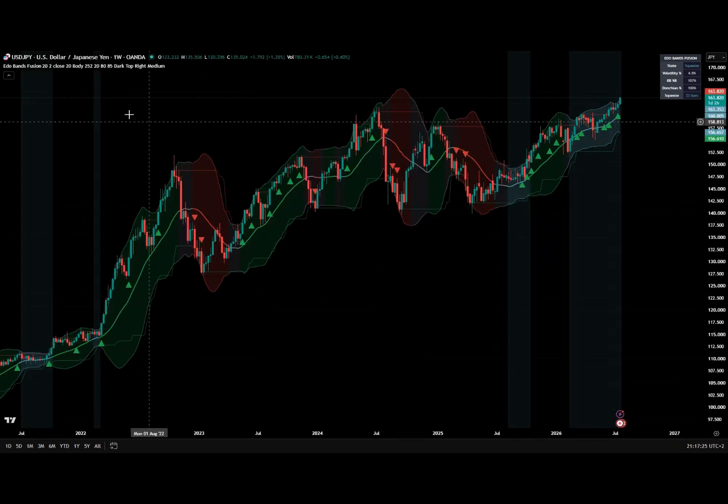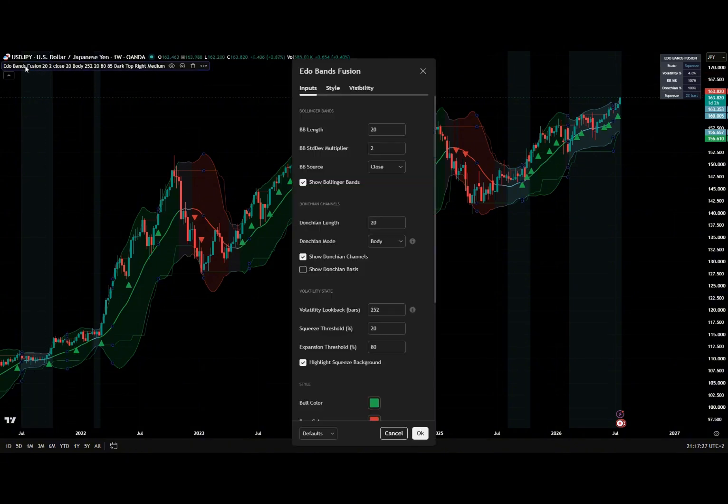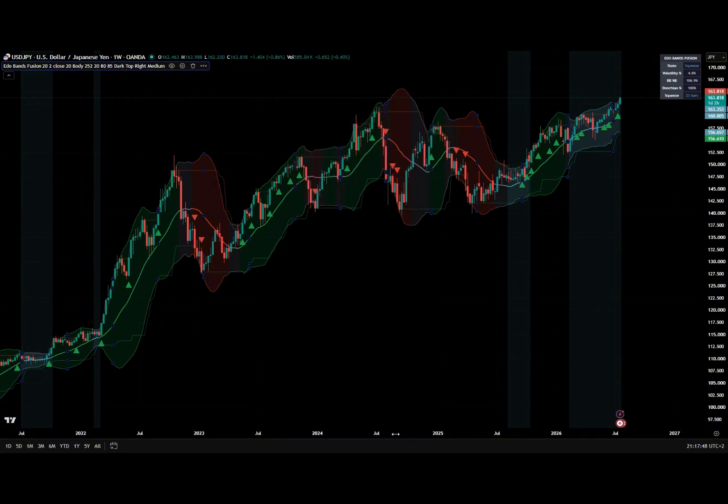There is a parameter that changes how a breakout is registered. Let's open the settings. It is called Donchian mode, with two options, body or wick. Body only registers a break when the close clears the channel. Wick accepts the wicks too, so it reacts earlier but filters less. By default we use body, the stricter one. On lower time frames, wick can be worth it.